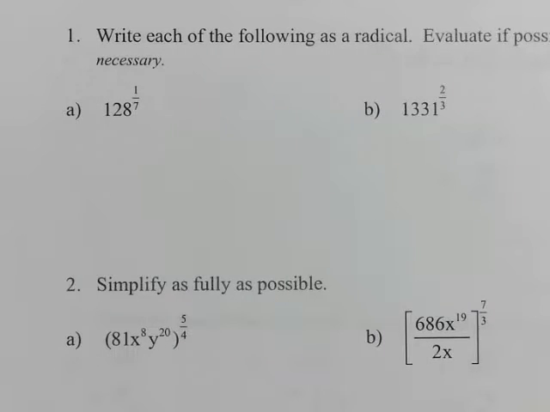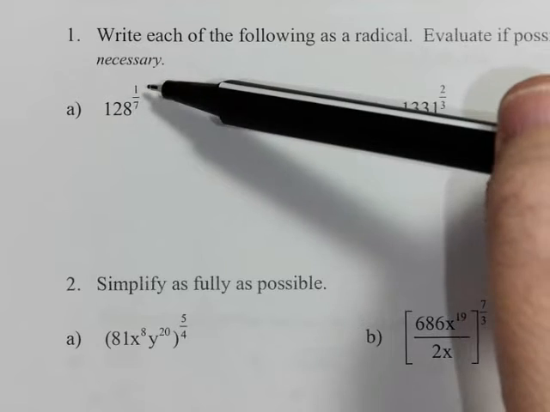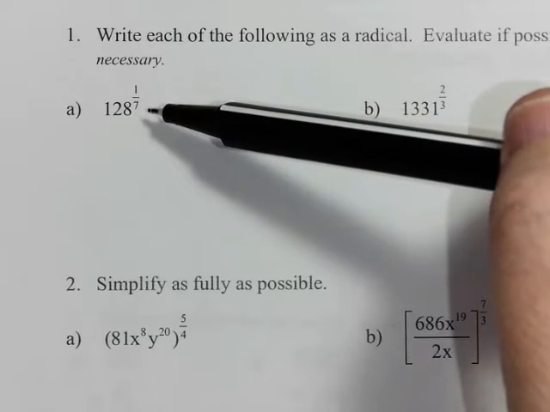This is part 3 of our lesson on rational exponents. So question number 1 says, write each of the following as a radical, evaluate if possible, and then state your final answers as fractions if necessary. Up first, I have 128 to the power of 1 over 7.